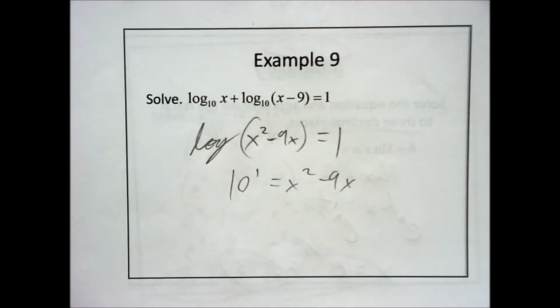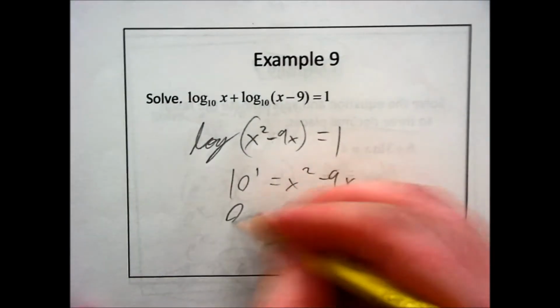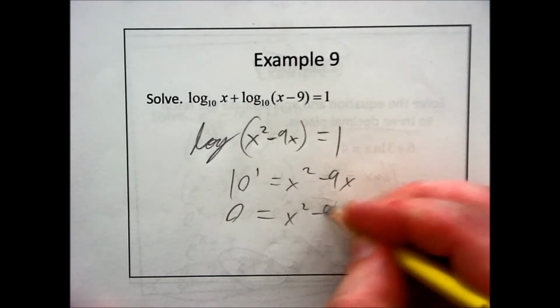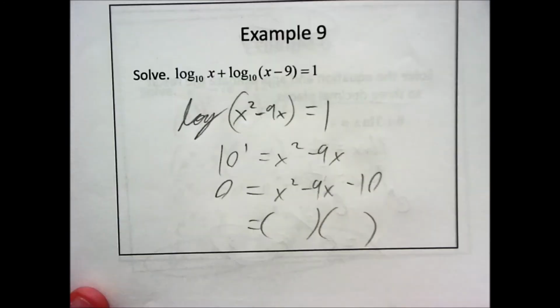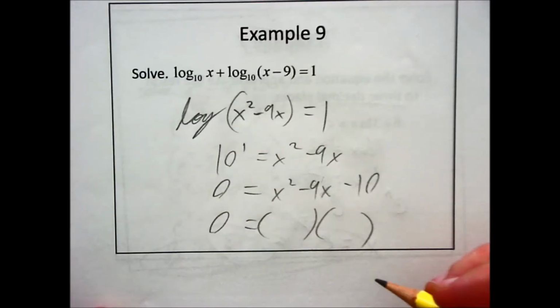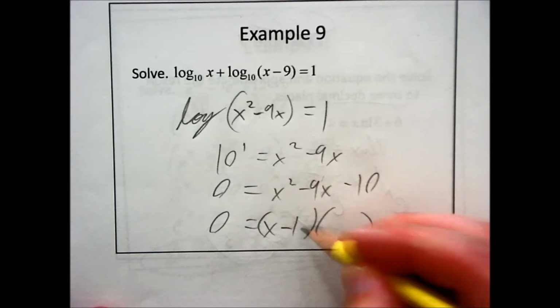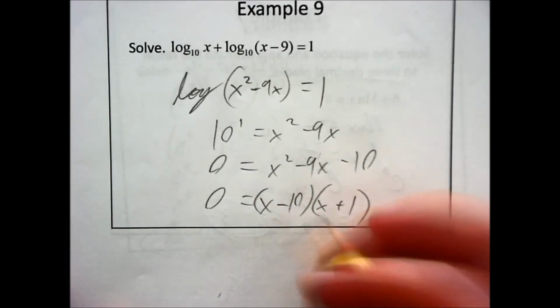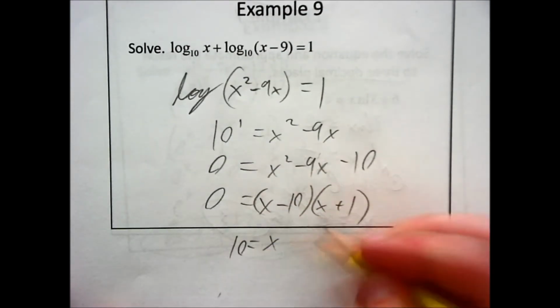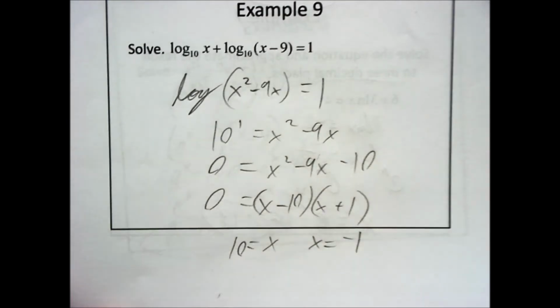Move the 10 over, and then just do some quad. Move the 10 over. I honestly wouldn't bother because this one does factor fairly easily. What's that factor into? X minus 10, x plus 1. So then what do you get for solutions? 10 and negative 1. Nope.